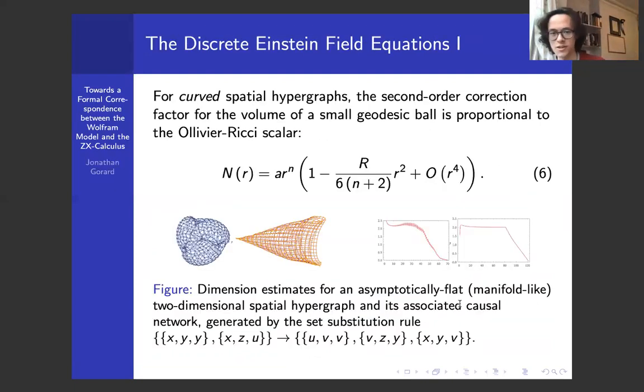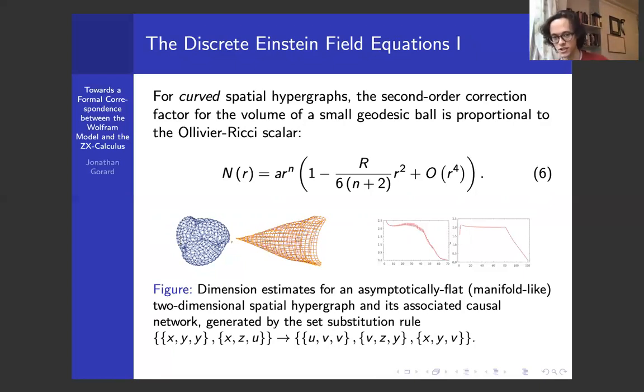Again, I won't go into too much detail, but suffice it to say, in certain limits, in particular when these hypergraphs have well-defined manifold-like limits, we can recover essentially a discrete analog of the Einstein field equations. Roughly speaking, the way that works is, suppose you have a manifold-like hypergraph like this, and you want to know how many dimensions of space it corresponds to. You pick a vertex, look at all the vertices adjacent to it, all the vertices adjacent to those vertices, and so on. You grow out some finite ball of radius r, and you expect it to grow like r to the d, where d is the dimension of the manifold.